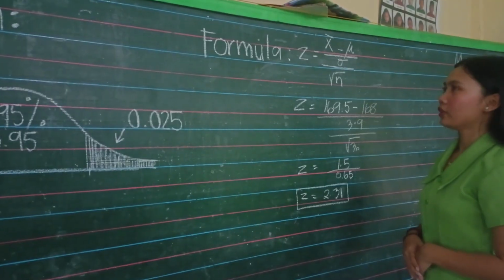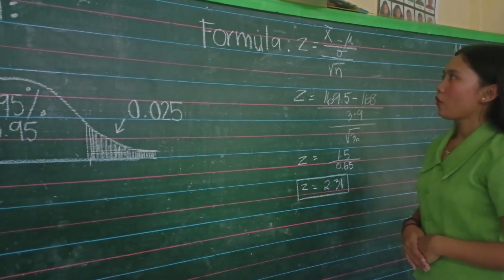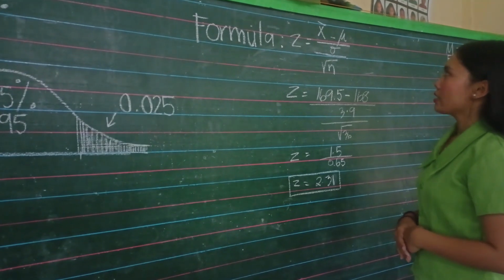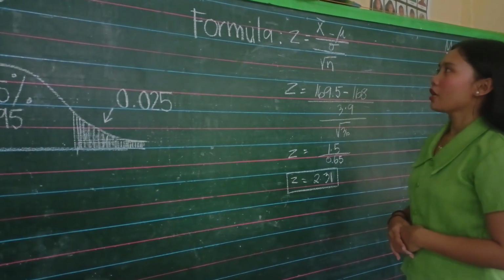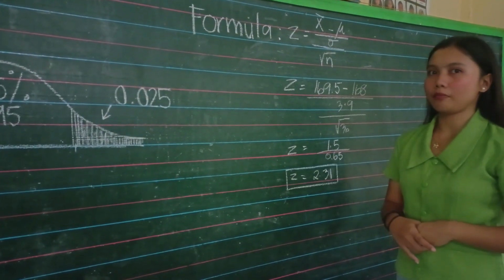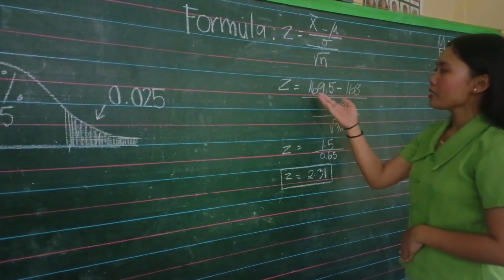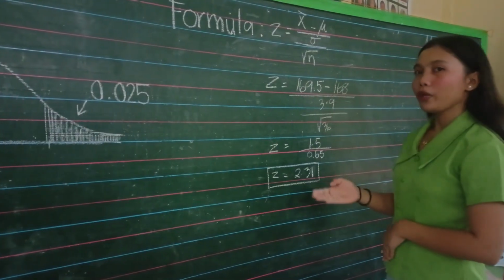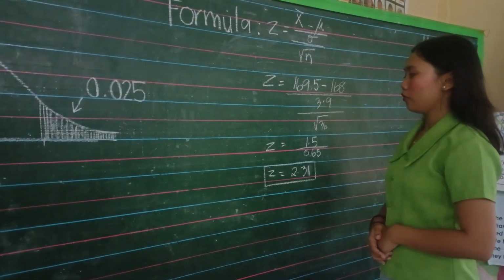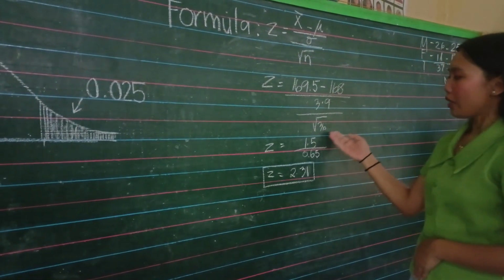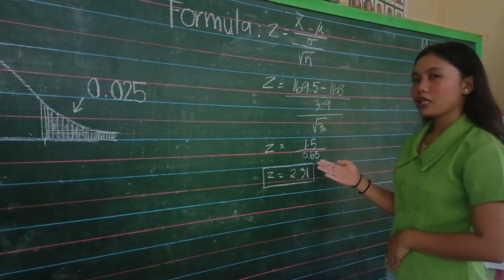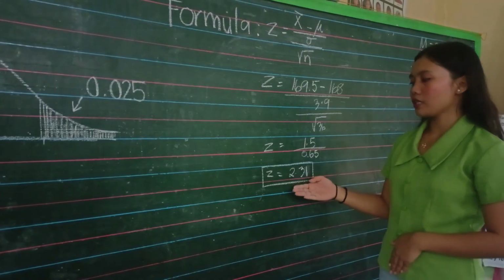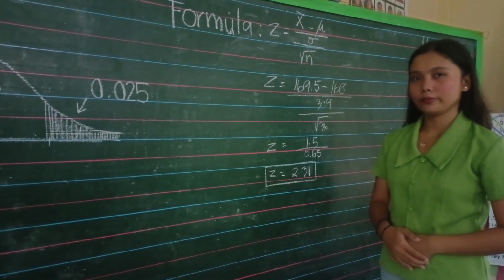So here we have the computed z value. The formula for z is the sample mean minus the population mean, over the standard deviation all over the square root of the sample size. So 169.5 minus 168 over 3.9 over the square root of 36. So here we have 1.5 divided by 0.65. So we have 2.31. This is our z value.